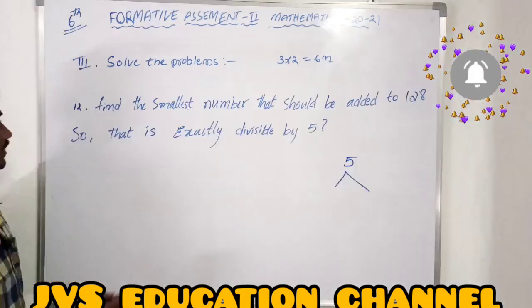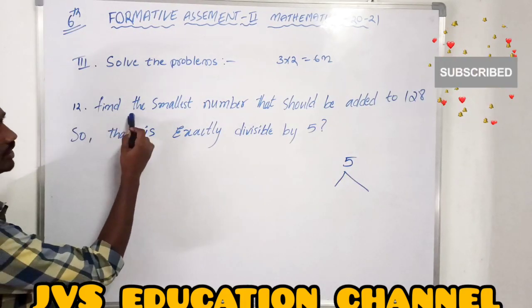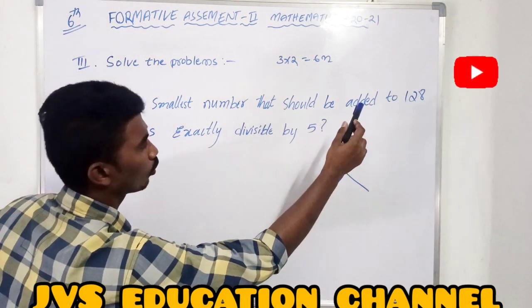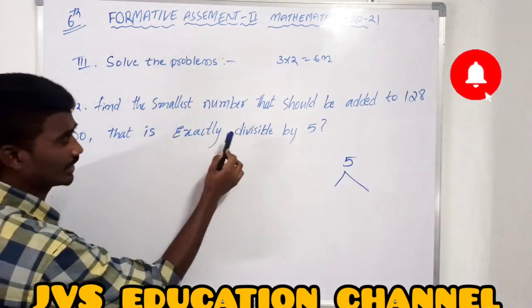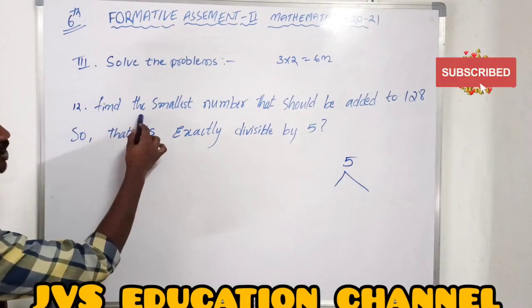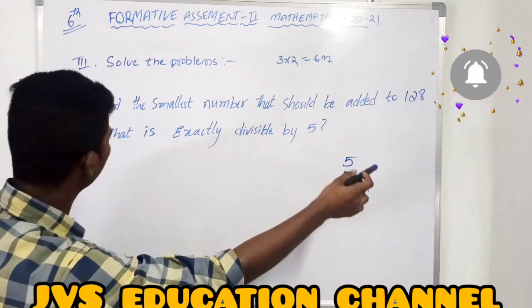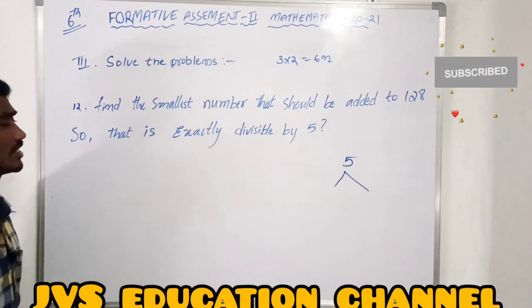And next question is the 12th question. What is the question? Find the smallest number that should be added to 128 so that it is exactly divisible by 5. Once again, find the smallest number that should be added to 128 so that it is exactly divisible by 5. What is the question?